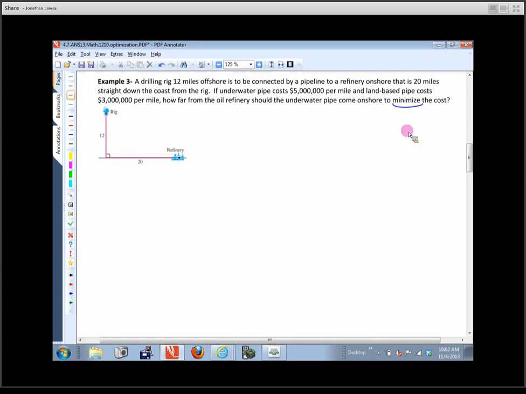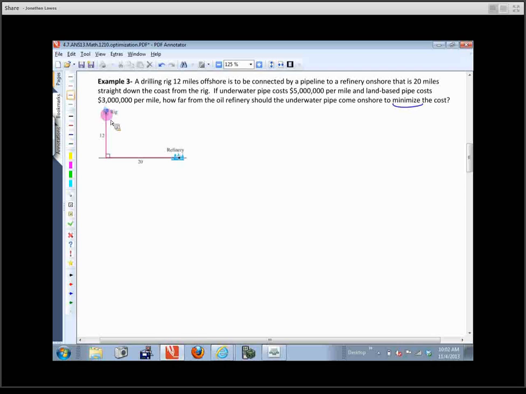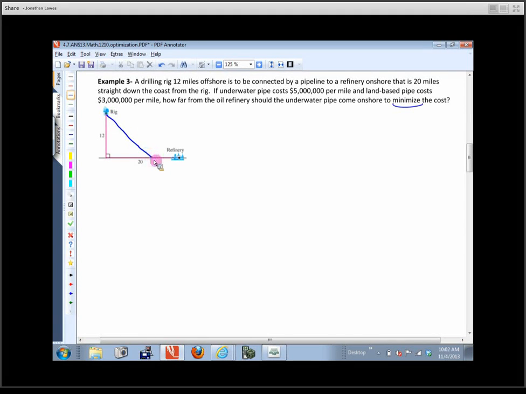Okay? Now, the way this question is asked, it says, how far from the oil refinery should the pipe come on land? So if we were to draw a line like this, let's go straight right here, let's say it's some sort of compromise here. What they would like us to do is figure out what this is right here. Okay? Hold on one second, don't write anything down.